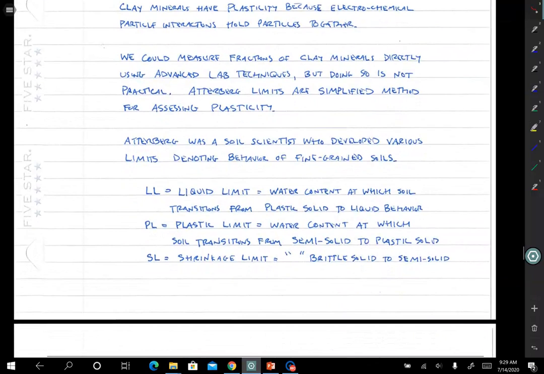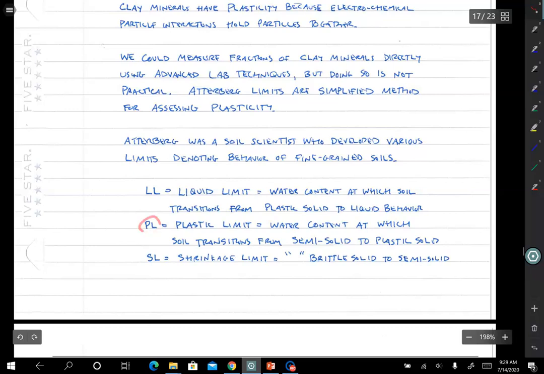Okay, so the first limit we'll talk about is the liquid limit. The liquid limit is the water content at which the soil transitions from behaving like a plastic solid that you could mold and sculpt with into basically a liquid. It would be too runny, too mushy to really work with at that point.